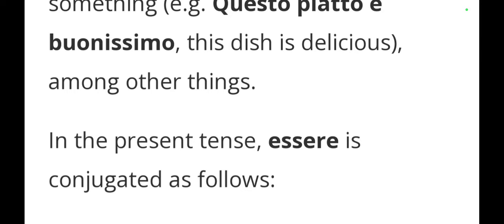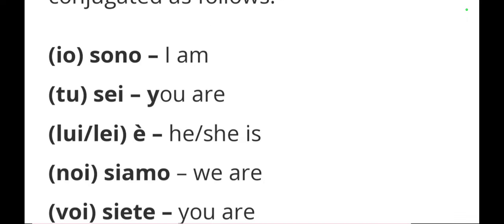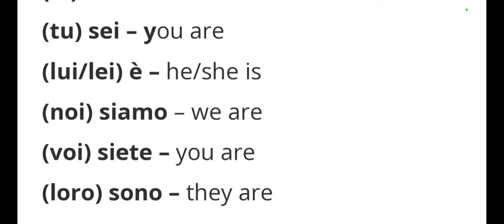Among other things, in the present tense, essere is conjugated as follows: io sono, I am; tu sei, you are; lui, lei è, he, she is; noi siamo, we are; voi siete, you are; loro sono, they are.